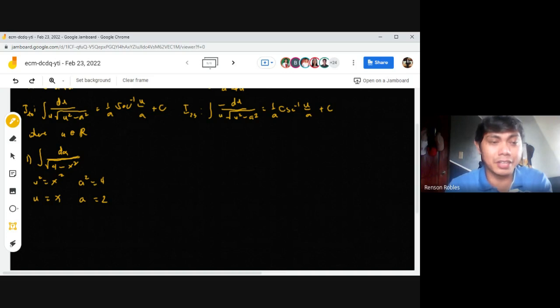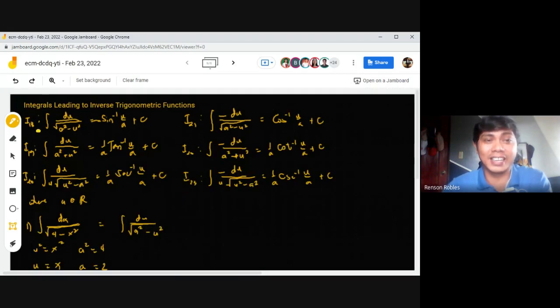And then from here, you differentiate your u, and that will give you x, dx. And then we change the variable. You know that dx is du all over the square root of a squared, that is your 4, minus x squared, which is your u squared. Okay? So what did you notice? It's already in I-18. So you have arc sine u over a plus c.